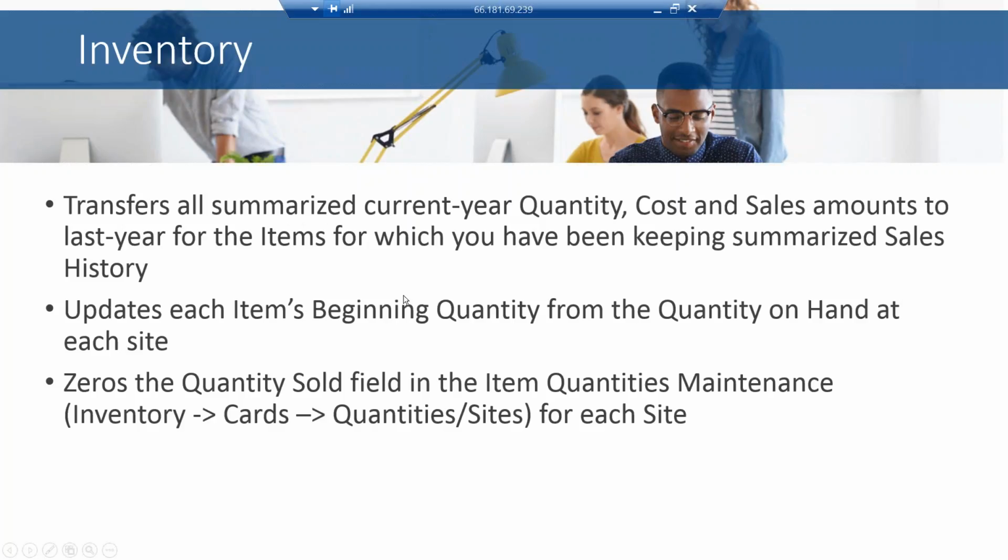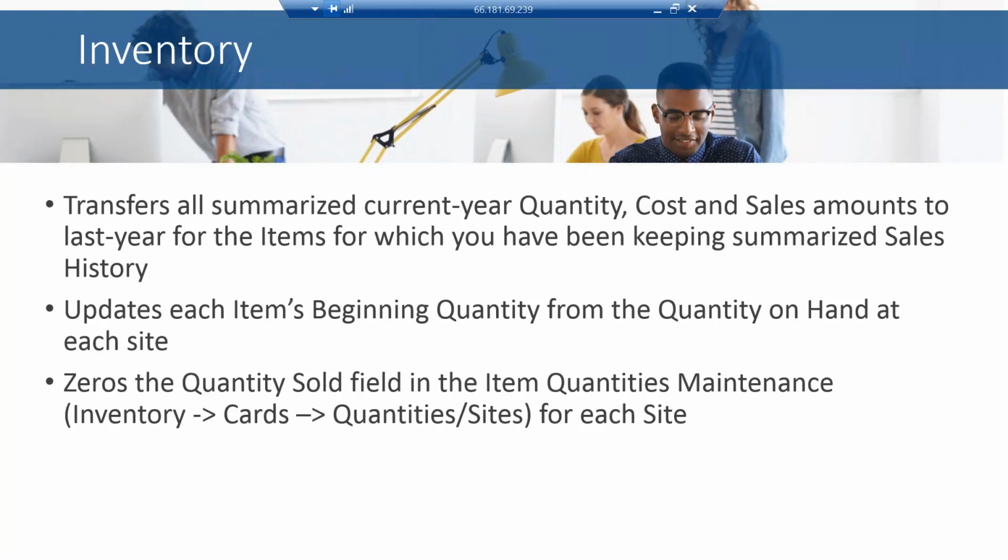So why are we saying that? Well, it's because of what the inventory closing process does. It transfers all summarized current year quantity, cost, and sales amounts to last year for the items for which you have been keeping summarized sales history. Also, it updates each item's beginning quantity from the quantity on hand at each site. So if you're single site or multi-site, it's going to update the beginning quantity on hand. And it's also going to zero out the quantity sold field in the item quantities maintenance window, which you can reach by going to inventory, cards, and quantities and sites for each site.